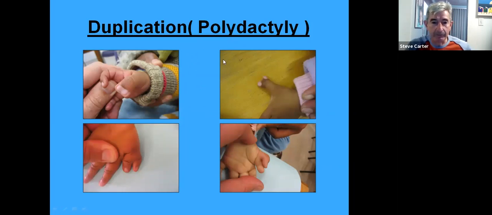Duplication, polydactyly. Okay, let's talk about this. So these, you can see they're all thumbs, aren't they? Duplicated thumb, quite a common difference which we see. The duplication, as you can see from these pictures, can be at different levels. Okay, so if it's at your distal phalanx, then it's A1.